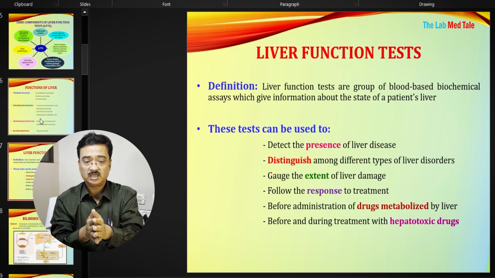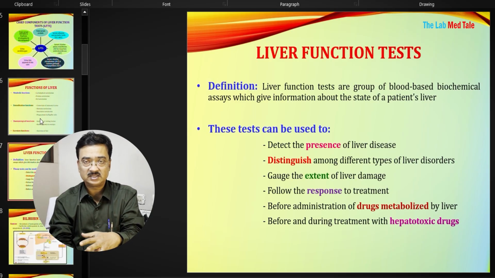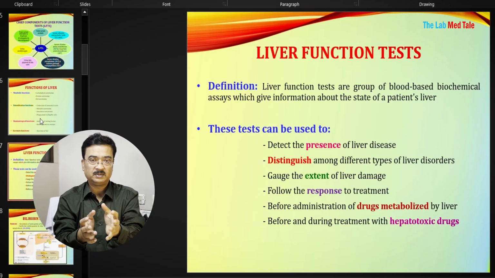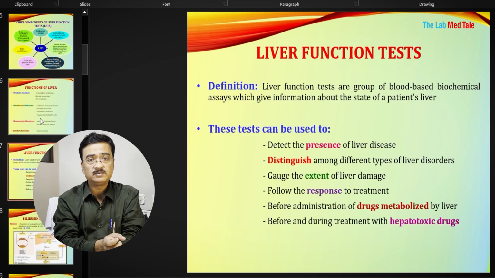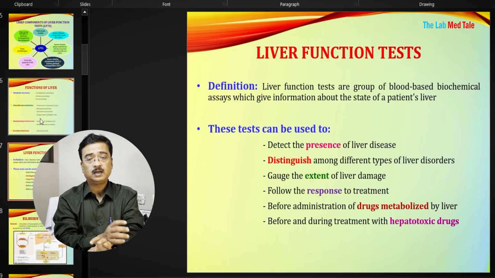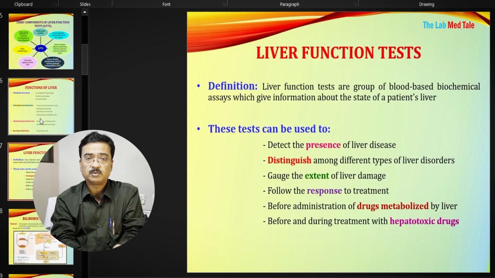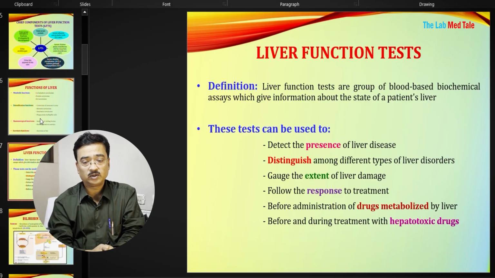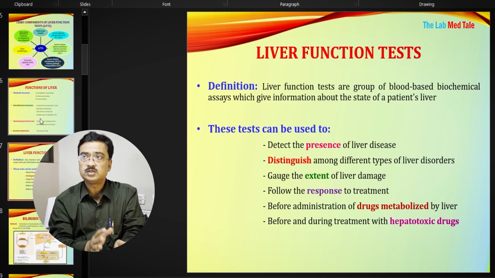Sometimes, to monitor response to treatment, we also do LFTs. Most importantly, most of the drugs are metabolized through the liver, so before administering drugs, we sometimes do a liver function test to know whether my liver has strong enough function to metabolize that drug. Sometimes some of the drugs are very toxic. For those cases, hepatotoxic drugs, before administering them, we also check the LFTs.